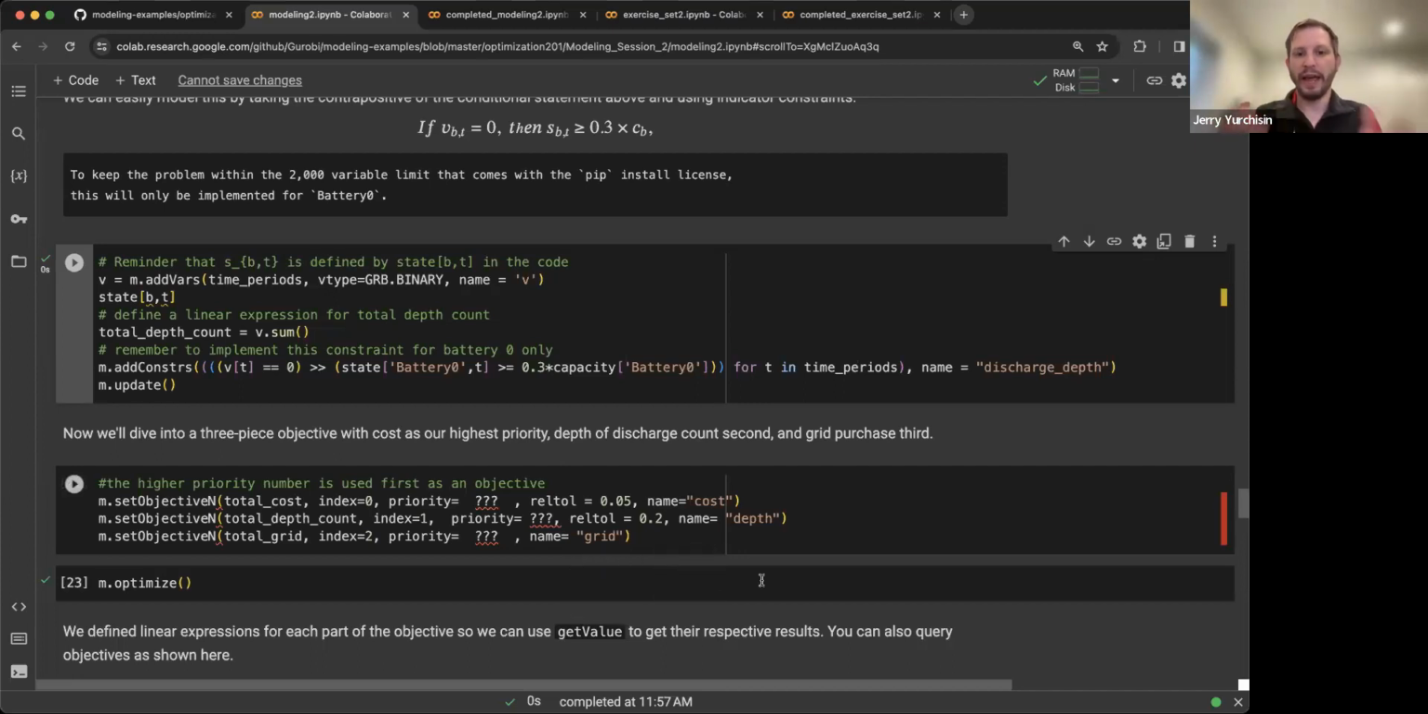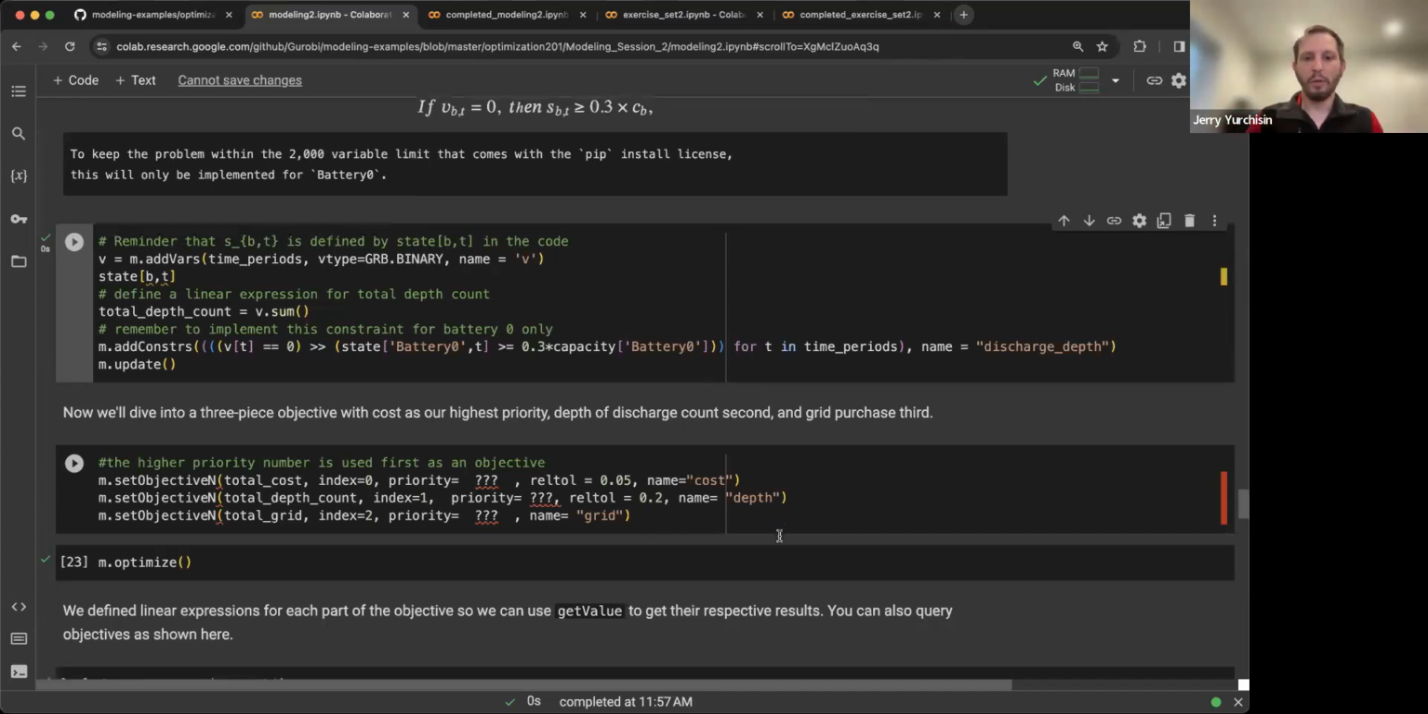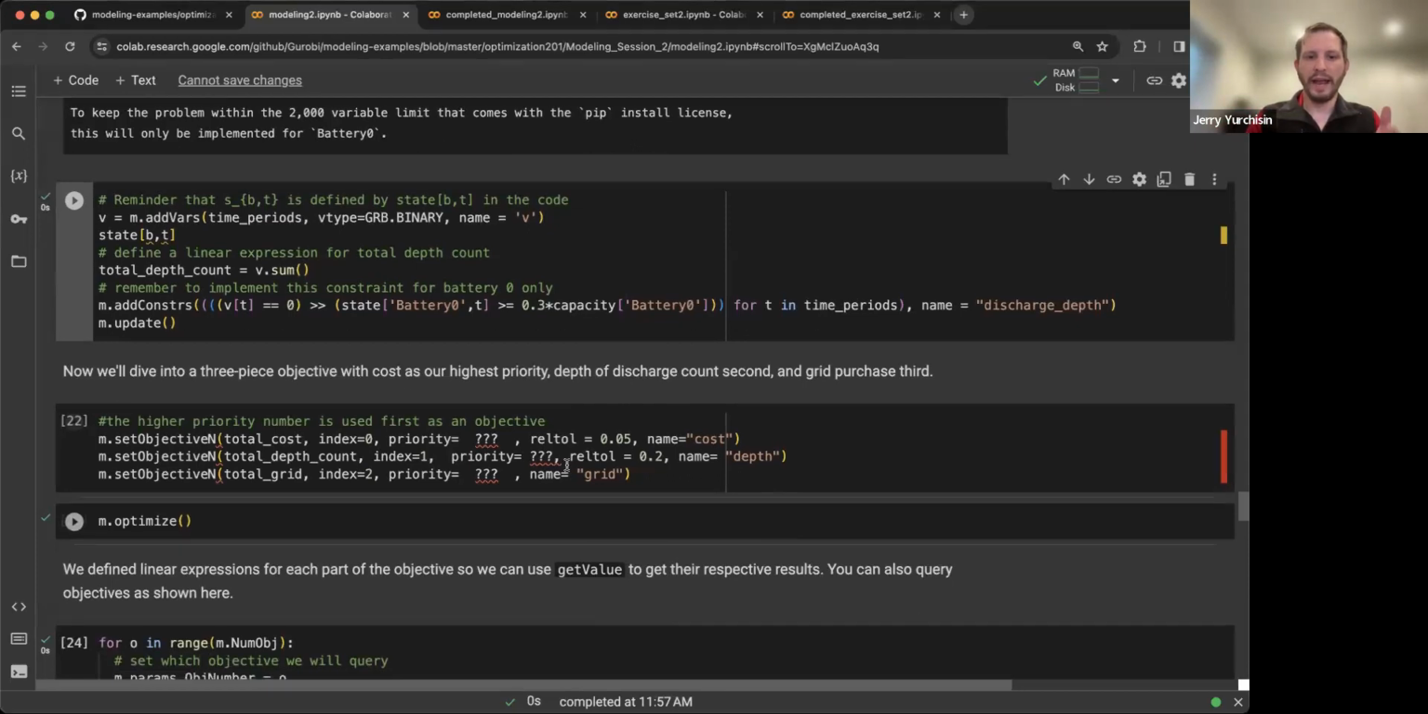If we had defined our V a little bit differently, we may need to negate the summation or something like that. So what I want you to add in now is I added in a relative tolerance for each of these. Fill in the priorities based off of what I just set up there, keeping in mind that the higher the number, the higher the priority. So take a second to fill in the priority number for each of these as well.